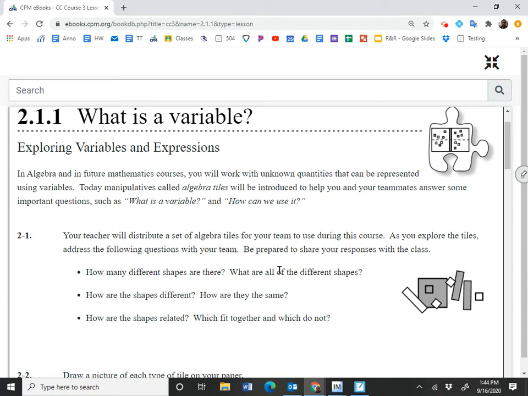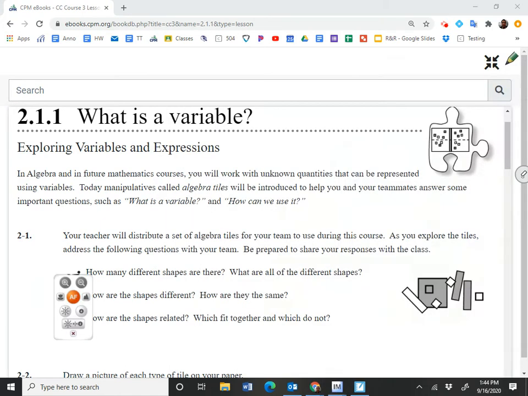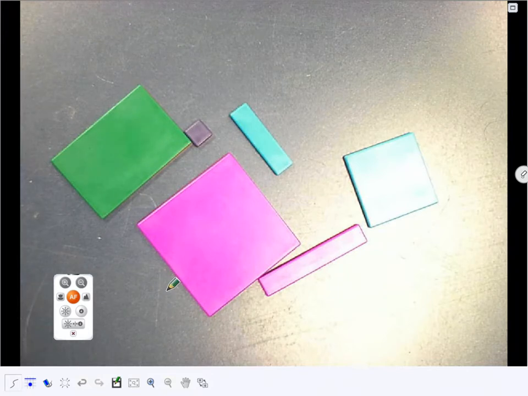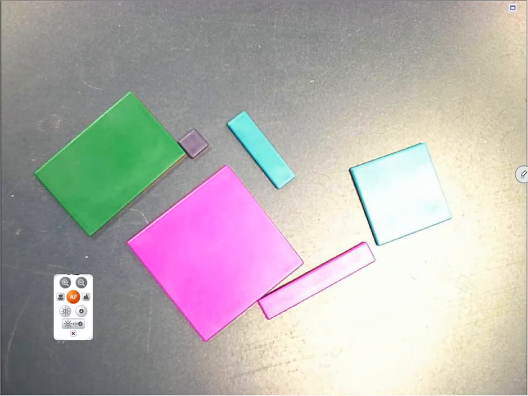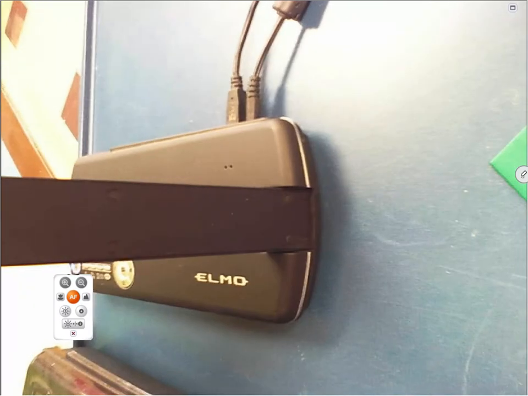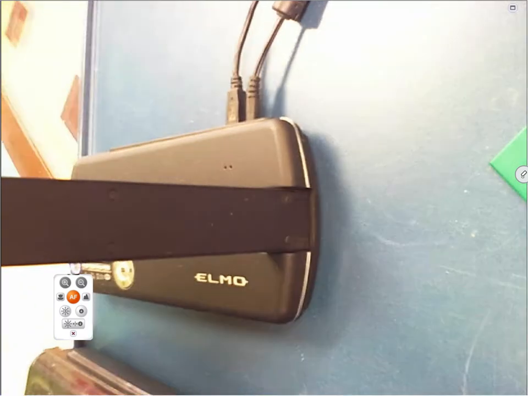Okay, how many different shapes are there? What are the different shapes? How are the shapes different? How are they the same? How are they related? Here are the shapes we're going to be using, okay? And as you see, this is my document camera. It's called my Elmo. That's just the name of the camera. If you see right there, it says Elmo right there. And you can kind of see me if I turn upside down like that. You can barely see me, but there you go.